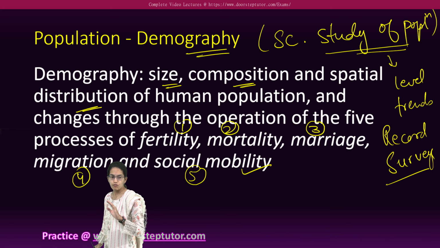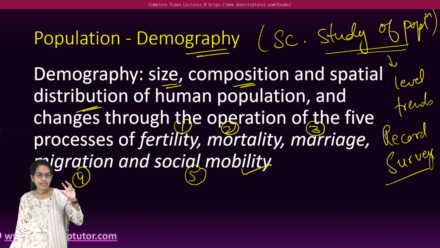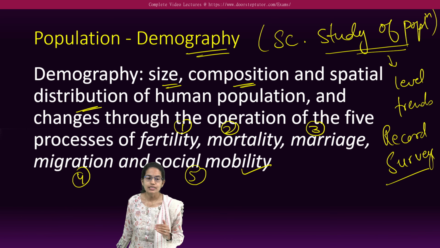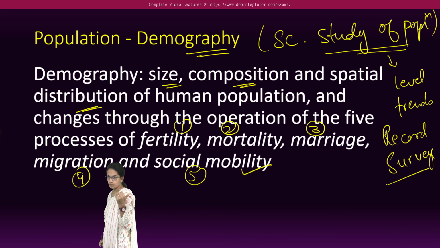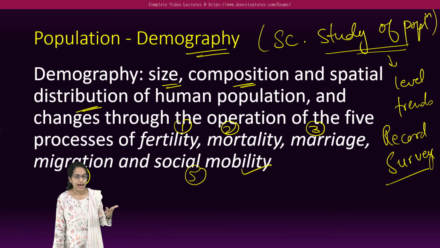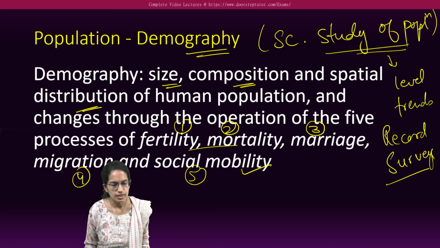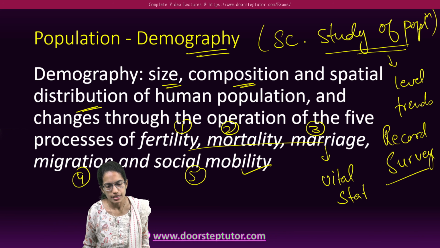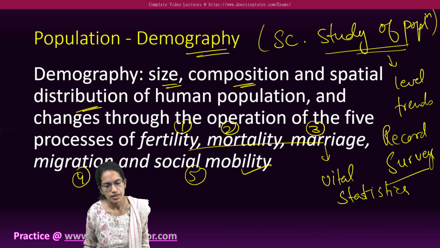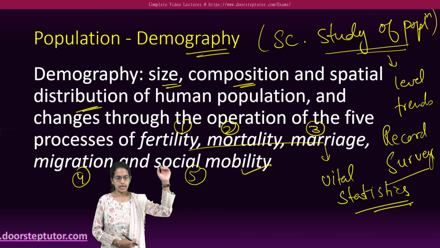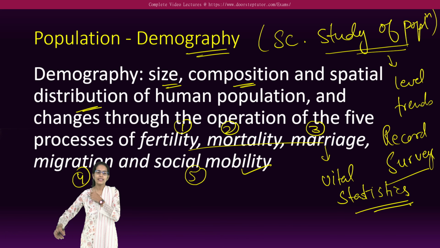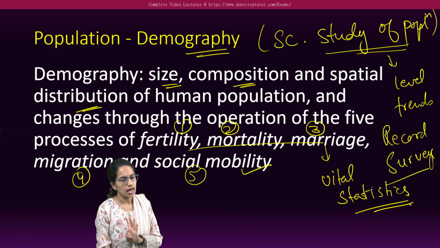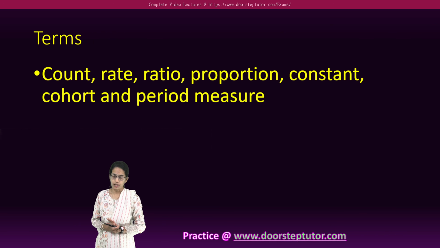So there are 5 factors or 5 processes that lead to this change, and these 5 factors include birth, death, and marriage. These three are considered part of the vital statistics, as we would study later, and there are various parameters that govern these vital statistics or indicators. And then there is migration and social mobility. So all 5 of these are part of the study of demography.